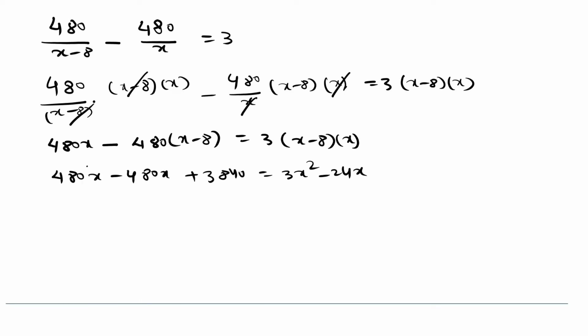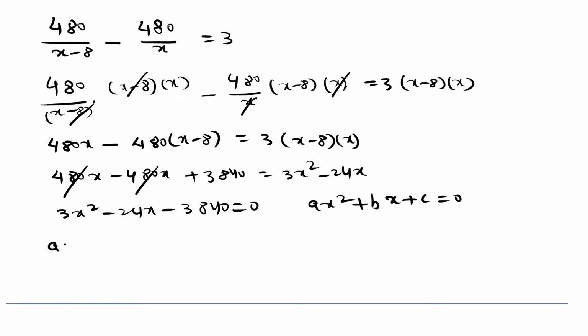Distributing this gives 480x minus 480x plus 3840 is equal to 3x square minus 24x. Collecting all terms on one side, we get 3x square minus 24x minus 3840 is equal to 0. Now comparing with the standard quadratic equation, we get a is equal to 3, b is equal to minus 24, remember to take always sign also, and c is equal to minus 3840.